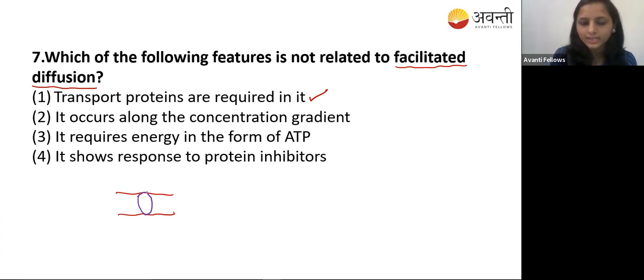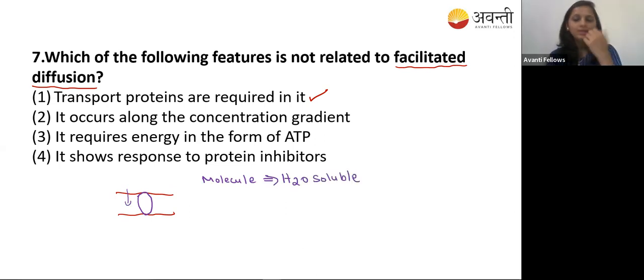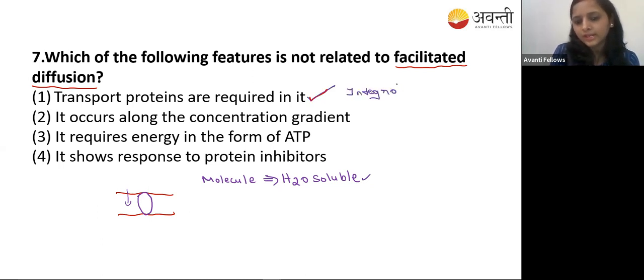Here, this integral protein is helping in the transport of water soluble molecules. If it is lipid soluble, it can easily pass through the plasma membrane, right? But here only the water soluble molecule will be transported by the protein molecule. Remember, guys, the molecule should be water soluble, then only it can be transported. If it is lipid soluble, it can easily diffuse through the plasma membrane. So that is the reason: it is water soluble and transport proteins are required in it. Yes, correct. The integral proteins are required in it.